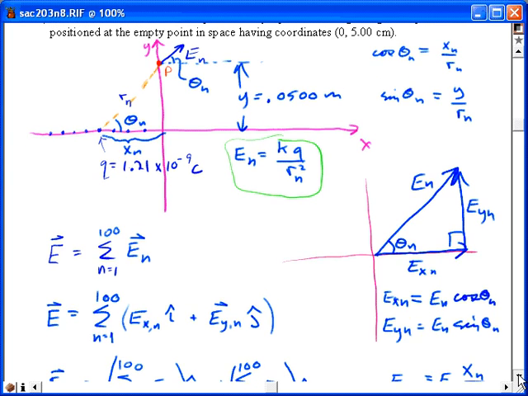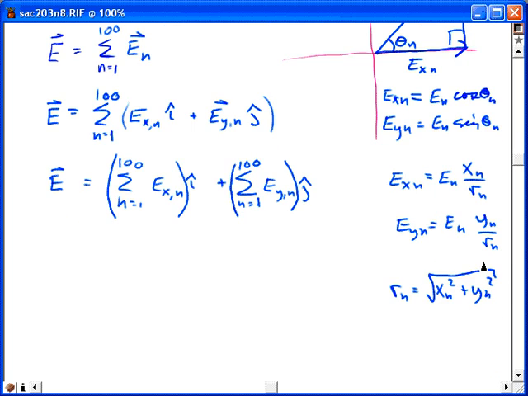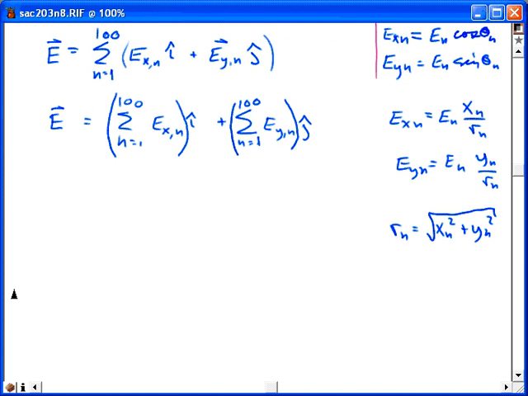And if I plug that into these expressions with r sub n plugged in there, I've got E sub x, E sub xn, I call it, for any arbitrary n, and the same thing for y. So I think I'm ready to at least create a table for use on a spreadsheet.